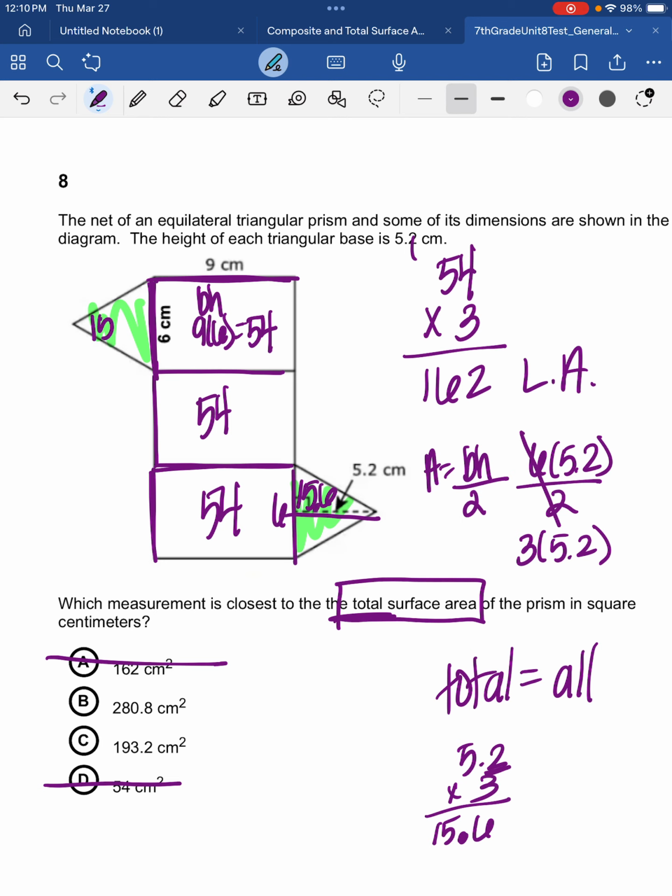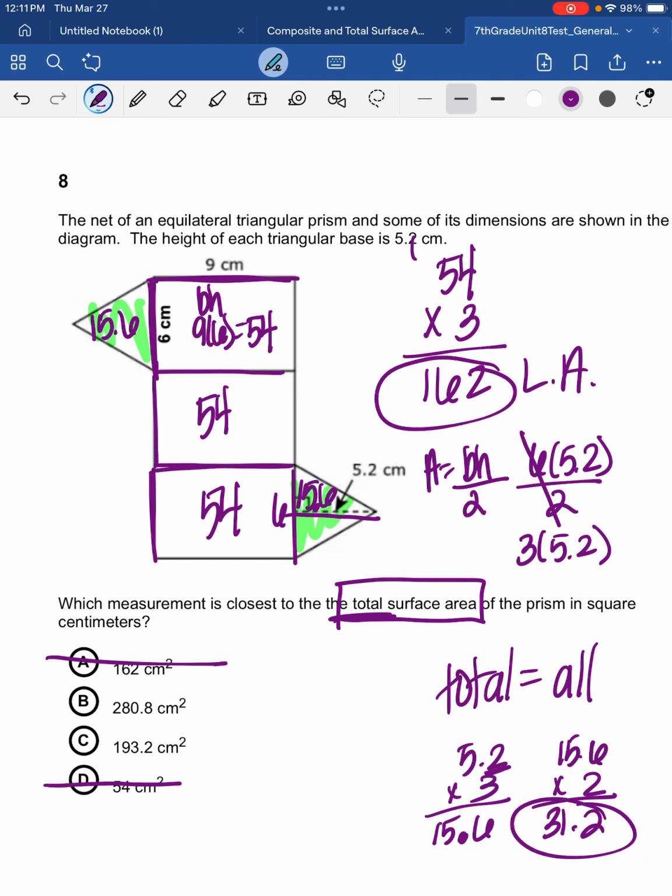This one is also 15.6. So we need to combine those together. So when you do 15.6 times 2, that gives you 31.2. Okay, so now we need to take the total from our rectangles, the total area from our triangles, and combine them. So 162 plus 31.2. Remember, adding decimals, you just bring the decimal straight down, which is 193.2. So remember, with total, you must include the area of each shape.